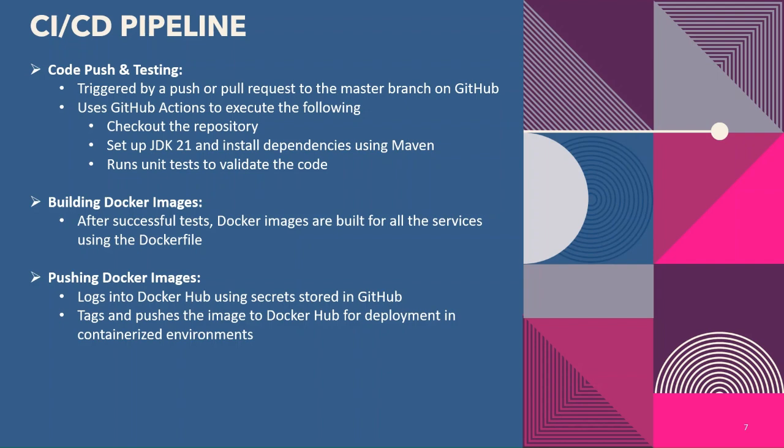Once tests pass, we move to building Docker images. Each service is containerized using its respective Dockerfile. Finally, we proceed to pushing Docker images. The pipeline securely logs into Docker Hub, tags the images, and pushes them, making them available for deployment in containerized environments.